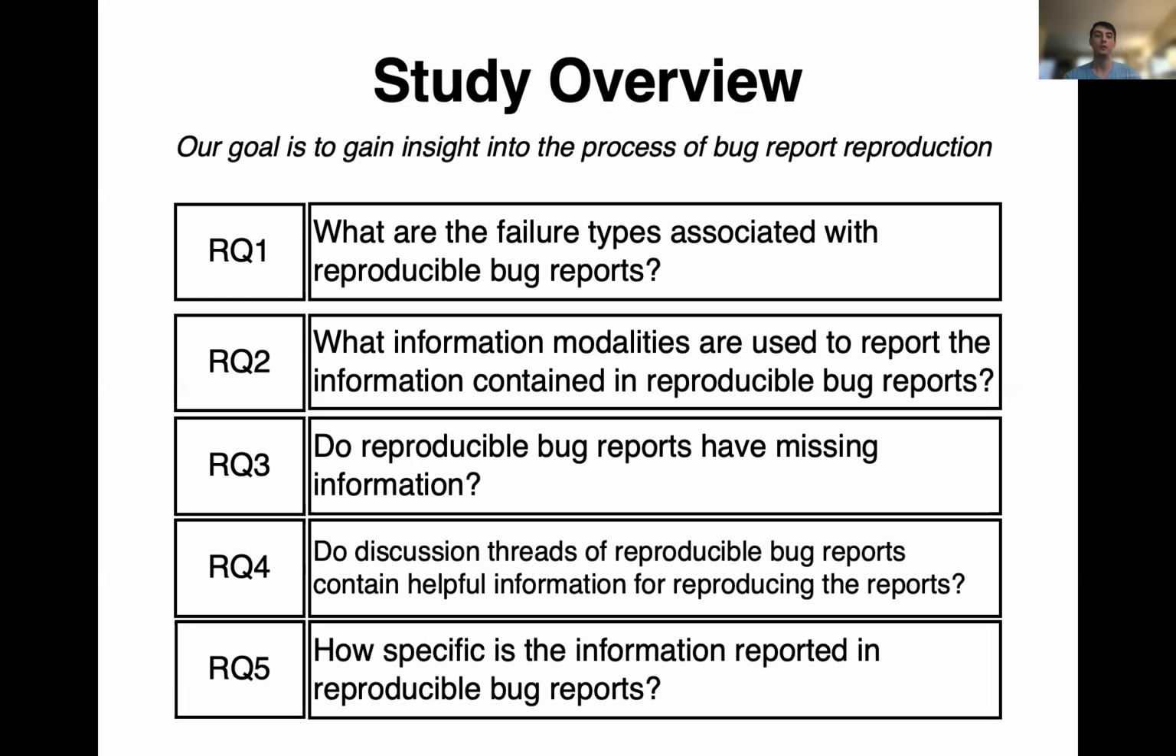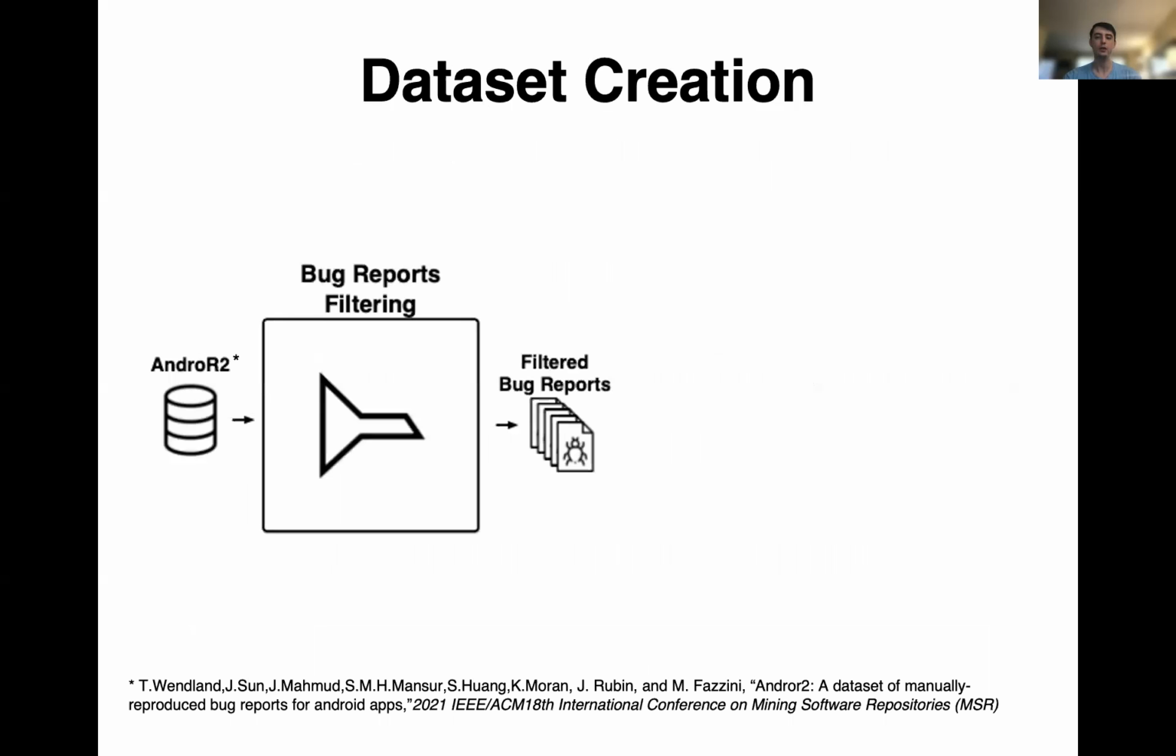Before we go over each of these RQs individually, we can go over our dataset creation and bug report analysis processes. Our dataset creation happened in 2 phases, bug report filtering and failure reproduction. For the first phase, we wanted to identify a set of bug reports that we could try to reproduce and ultimately include in our dataset. And in this study, we were interested in both user-submitted and developer-submitted bug reports.